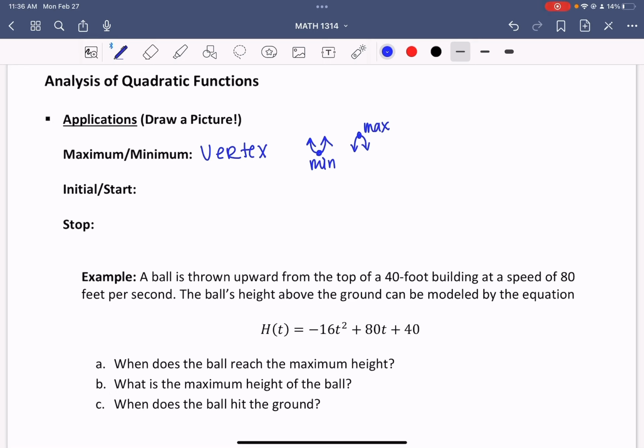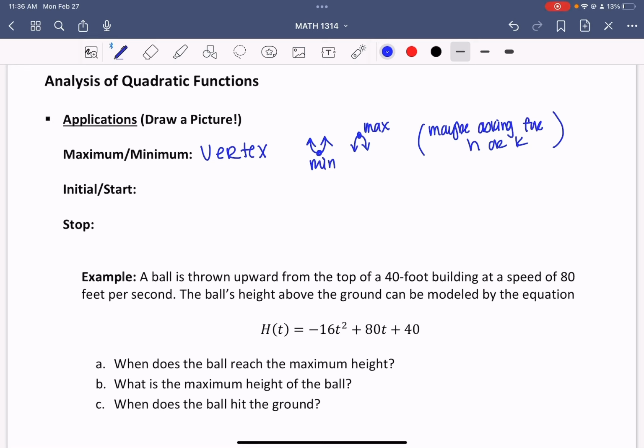So when you're looking at these application problems, when do we know we want to look at the vertex? Just know that you're looking for when it's minimum or maximum. And it may be asking for the h or the k of that vertex. We'll have to look at how it's worded in the question.